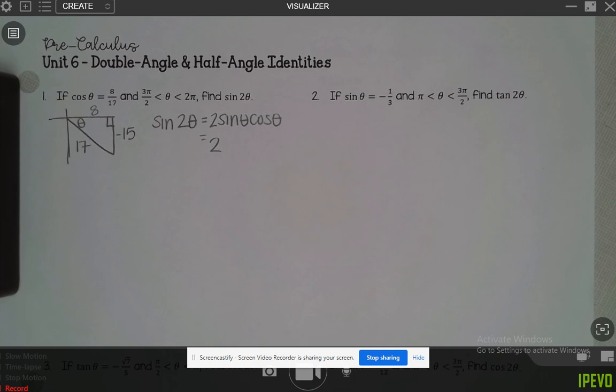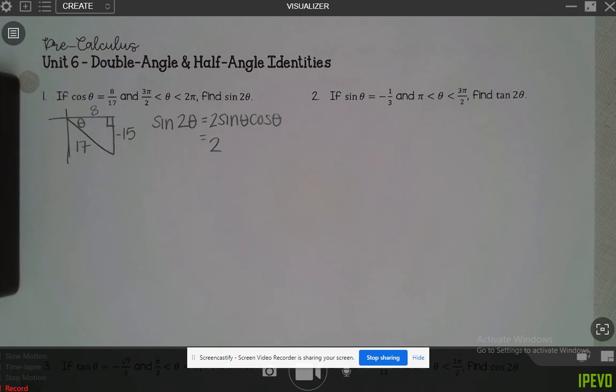Because 8, 15, 17 is a right triangle. Like 3, 4, 5, 5, 12, 13, 8, 15, 17, 8, 23, 24. Those are those perfect right triangles that you need to kind of start to recognize.